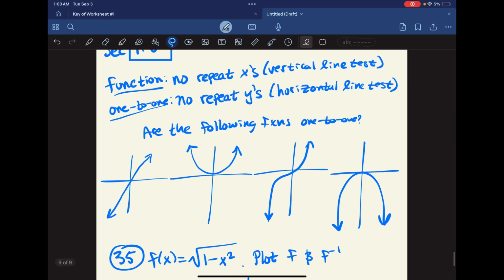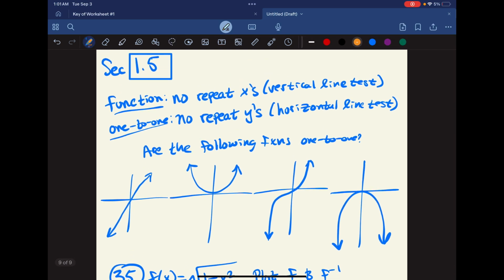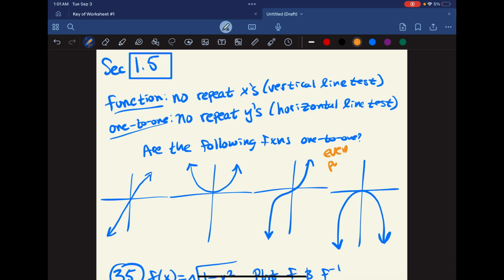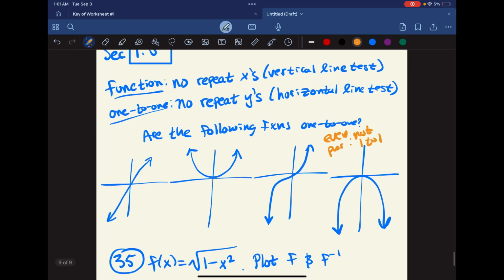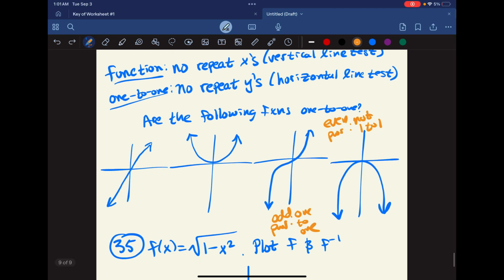So generally speaking, your functions that are even powered will fail. Here, I'll write this down. Even power, not one-to-one. But your odds, one-to-one. Generally speaking, and if you're given a complex function, you would definitely need to do something more nuanced to actually figure it out. But generally speaking, your parabolas are going to fail, but then your x cubes and your x to the 5s and your x to the 1s, you're just regular lines, they're going to pass it just fine.